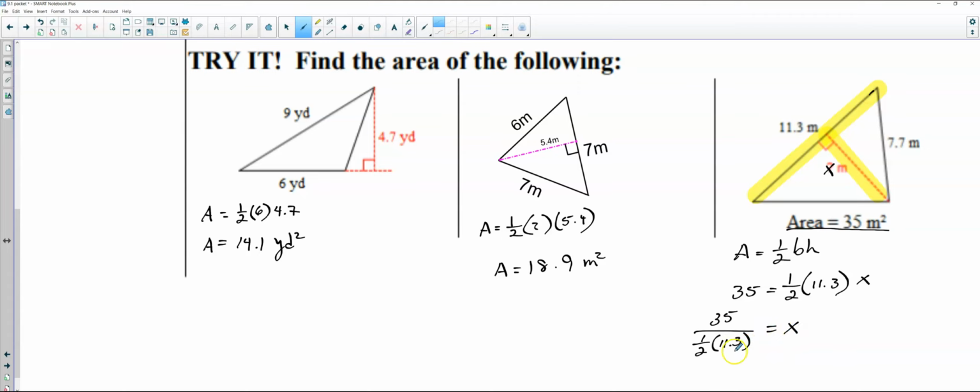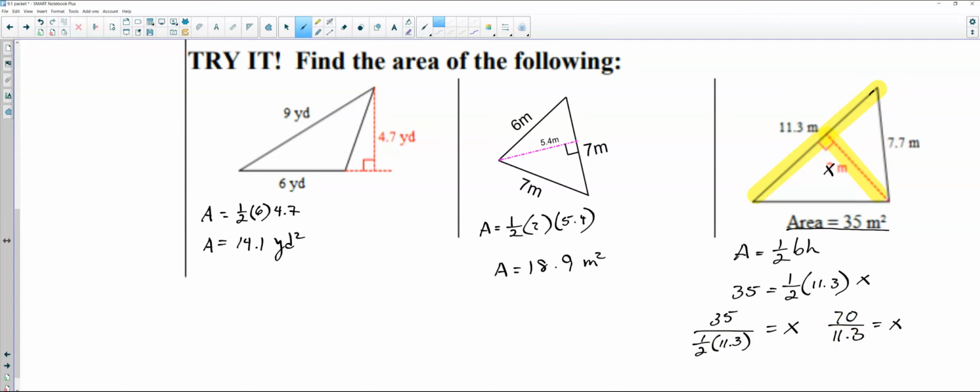35 divided by 1/2 times 11.3, or you could multiply 35 times 2, which would be 70, and then divide that by 11.3, and that would give you X. So this and this is the same thing. You should learn to manipulate your equations. You learn that in Algebra 1, but if you don't, it's good practice. Remember, you should be proficient at manipulating your equations.